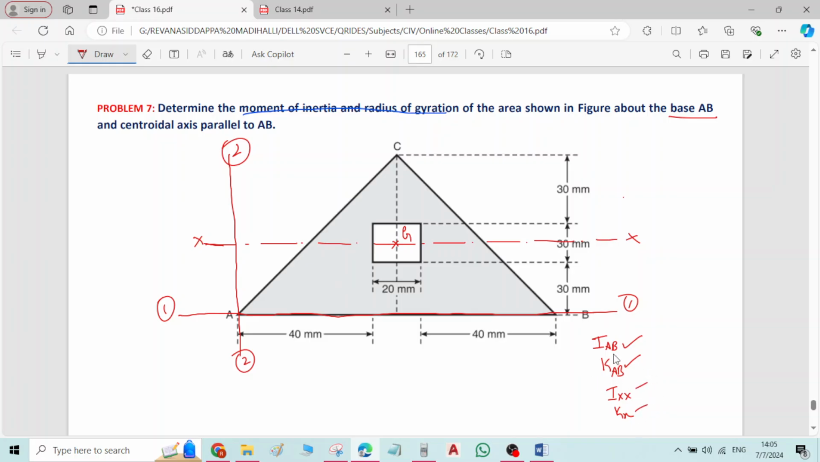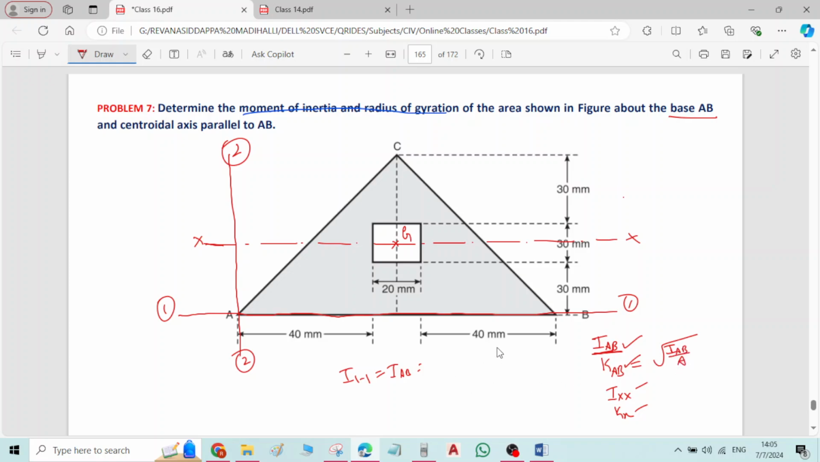To find IAB, whatever the moment of inertia about axis 1 you get, the same value will be the moment of inertia about AB. I11 is equal to IAB. Means you have to find the moment of inertia about axis 1. If you know it, it will be equal to IAB. Then to find KAB, it will be root of IAB divided by A.